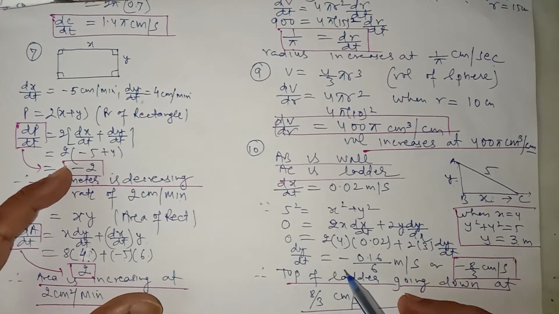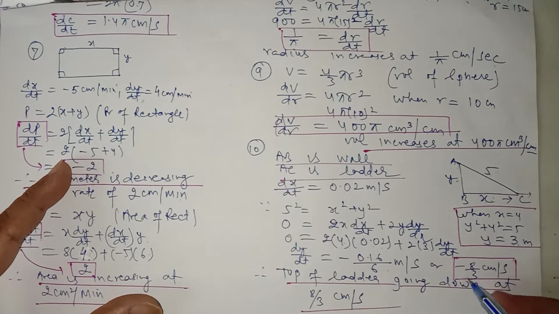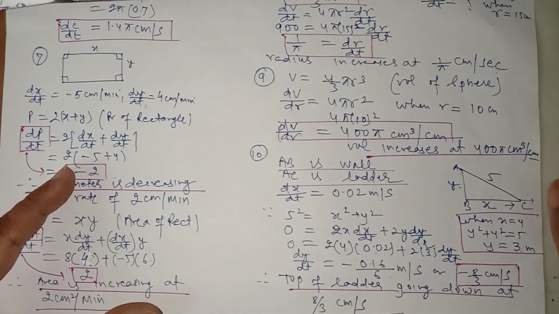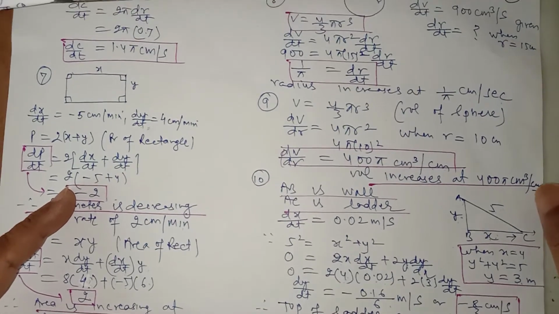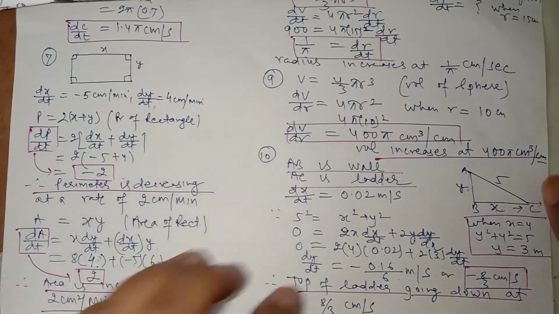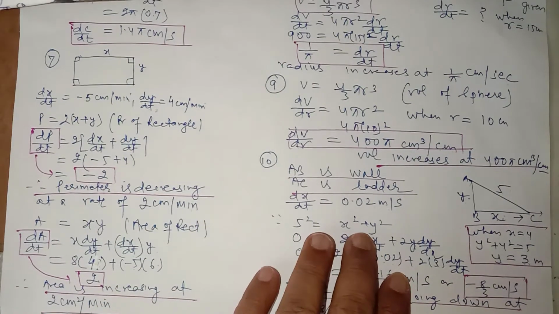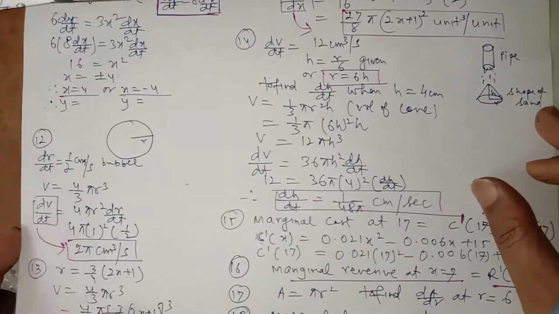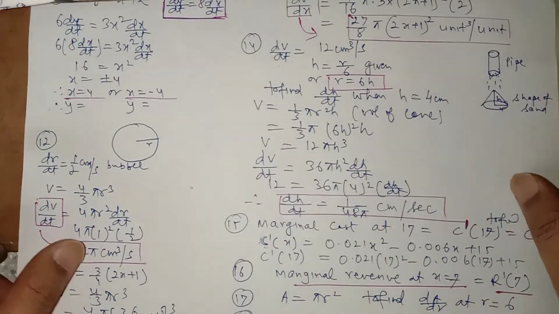And you are getting dy upon dt as negative. It means that the top of the ladder will be going down when the base of the ladder is moving away from the wall. Naturally, the top of the ladder will go down. So that is why we are getting the negative sign, and you have to write that the top of the ladder is moving down at a rate of 8 upon 3 meter per second.